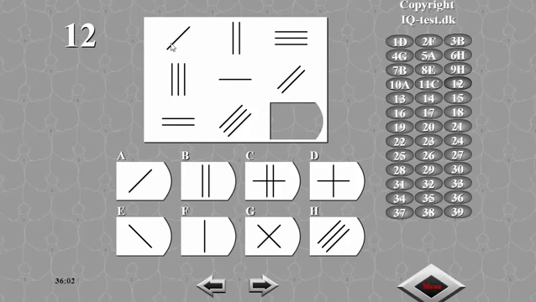And then we can look at the direction of the lines. Each direction is also represented once. So we have diagonal, vertical, horizontal, vertical, horizontal, diagonal. Here we have horizontal, diagonal, and we need vertical. So it's F.